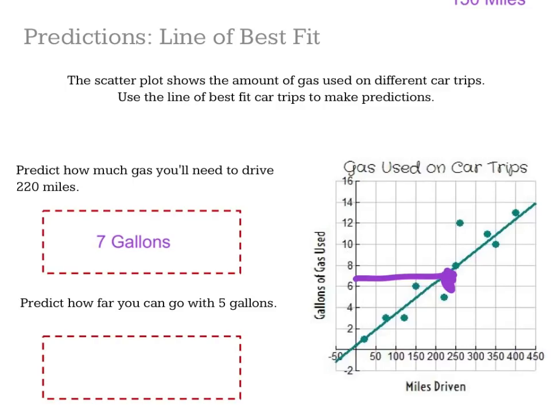So the second question asks, predict how far you can go with 5 gallons. Again, I'm going to go over to where I might be looking at 5 gallons of gas, and I've got 5 gallons of gas right here, and I'm going to draw it over to my line of best fit to see about how many miles I could drive, and it hits right about the 150 mile mark, maybe a little bit more, so I'm going to say 150 miles.